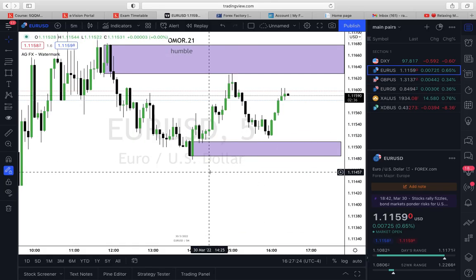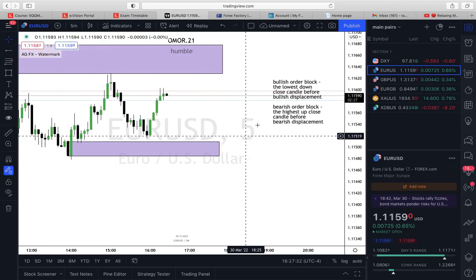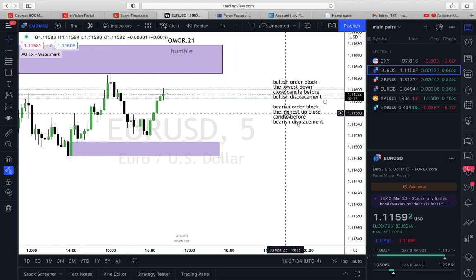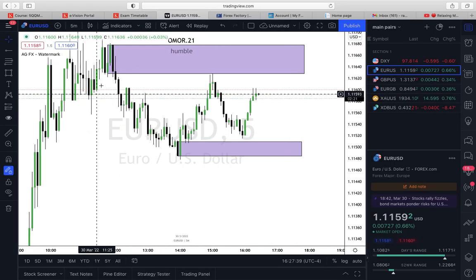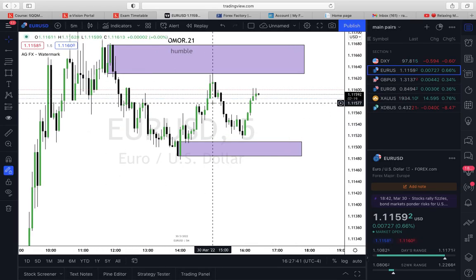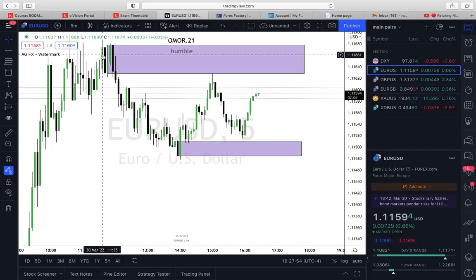Now, one thing I want to go over with you guys is this is also an order block. But Omar, you have two candles. It's meant to be the highest up close candle. It should just be this one. If you go into a time frame, right? Because the market is a fractal, these two candles together on, for example, a 10-minute time frame, there will be one candle.